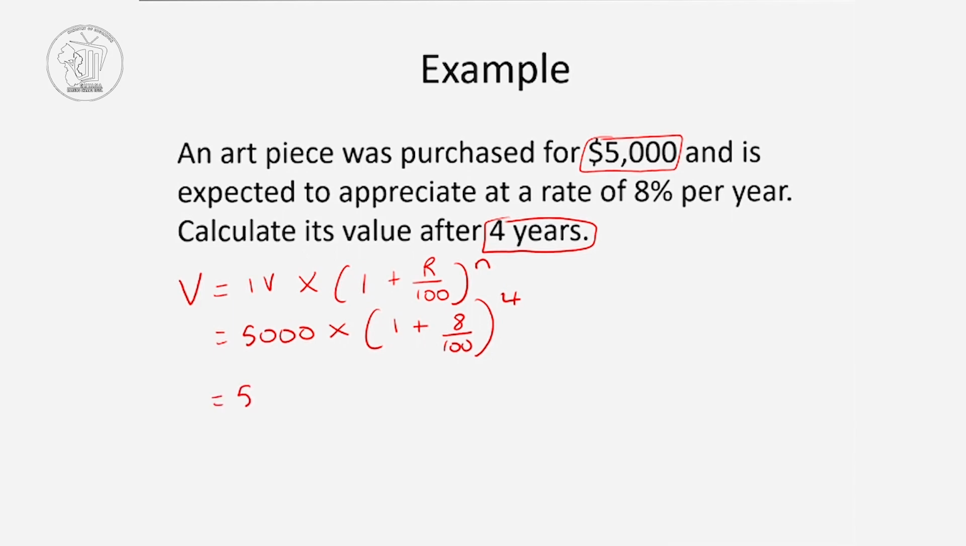So this will be 5,000 multiplied by 1 plus, now 8 divided by 100 gives me 0.08. And all of this will be raised to the 4th power. So when we add 1 plus 0.08, we have 5,000 multiplied by 1.08 raised to the 4th power.